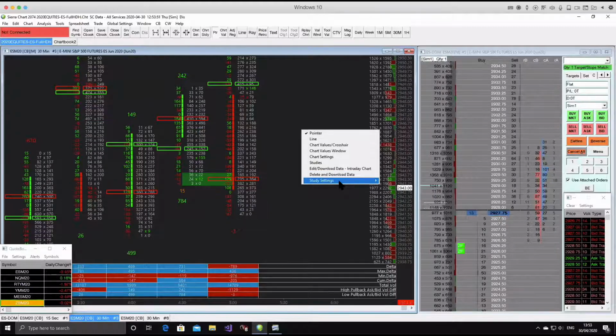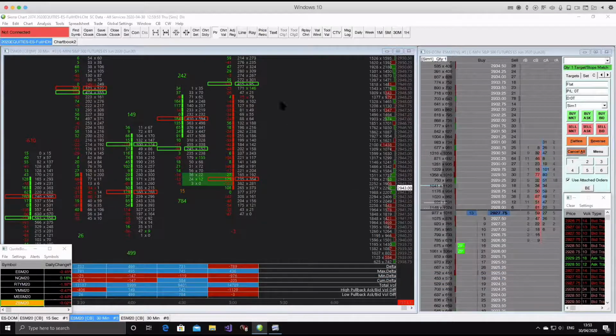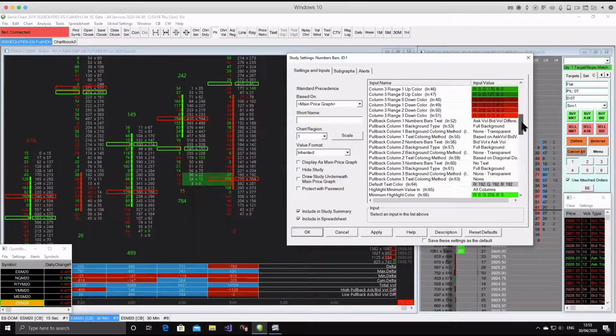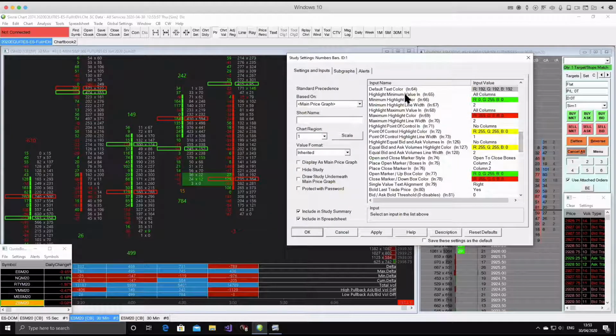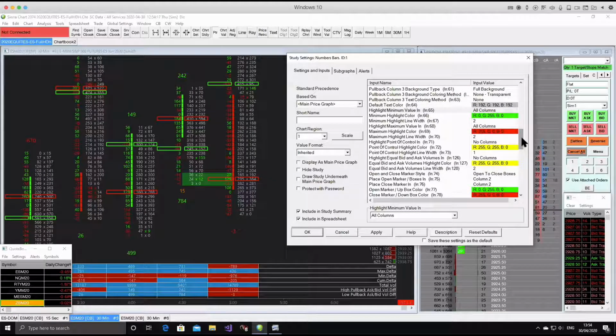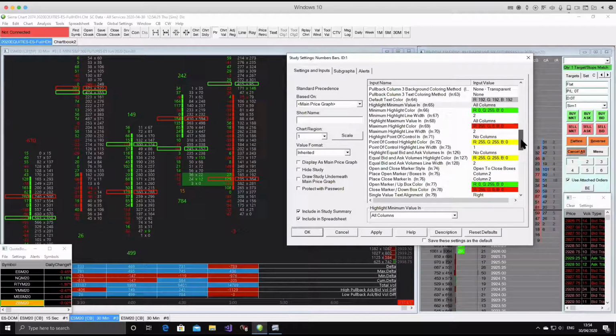Okay, that's very easy. I go into numbers bars. In numbers bars, all the way down here, we've got highlight minimum value in, and I can pick which column. I could say column 1, and you can see now it's only there. I'm doing it in all columns because I want it to stand out. I've got my colors and my line width, but the important thing is on what basis it's doing this calculation. So let's just find where the input is.